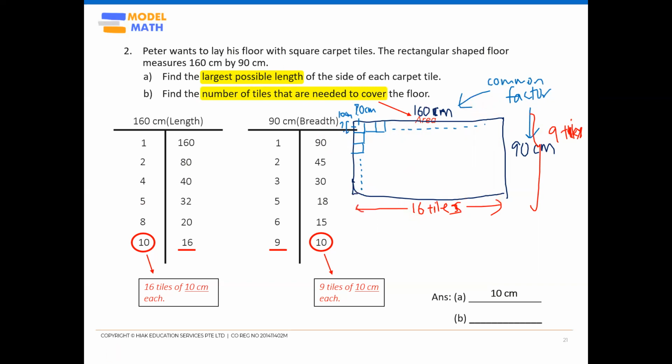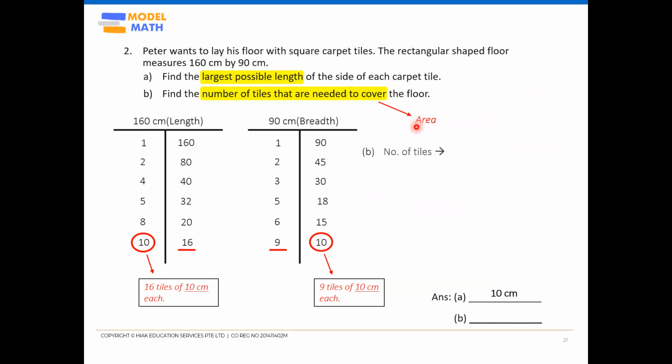Okay, let me just erase. So area in this case is just length times the breadth-wise. Length, there are 16 tiles. Breadth, there are 9 tiles. So altogether, you need 144 tiles.